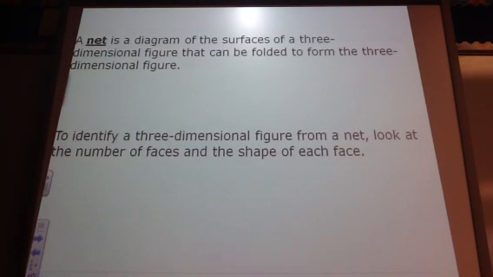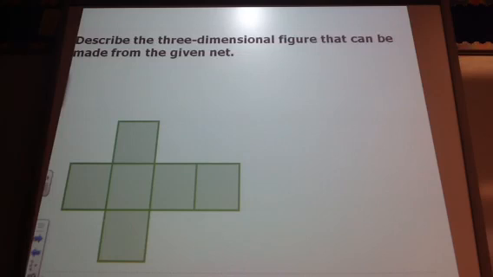Okay, a net is a diagram of the surfaces of a three-dimensional figure that can be folded to form three-dimensional figures. To identify a three-dimensional figure from a net, look at the number of faces and the shape of each face. So let's look at some of these. All right, describe a three-dimensional figure that can be made from the given net. Now, you all should know this. If you fold this net up, you're going to have what? You're going to have a rectangular prism.